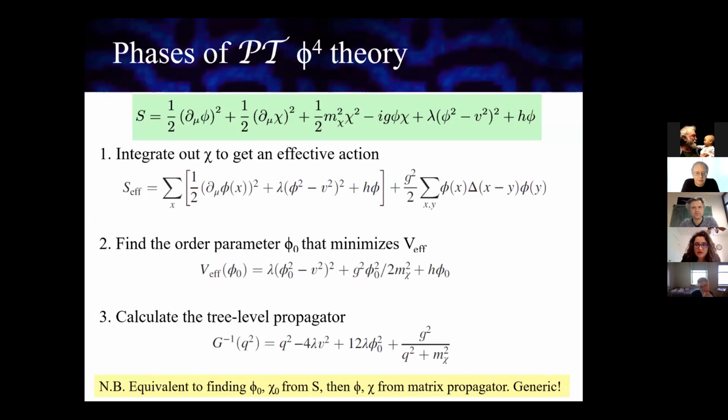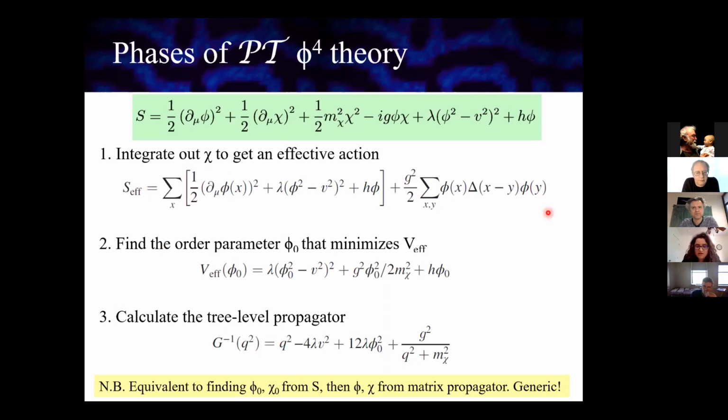So if we look at the phases of this PT extended phi to the fourth theory, I'm just going to remind you of what our action is. We've got this double well potential. We've got an imaginary coupling between the two fields. It's this multi-field model. I'm going to do this for you in one way right now, and then I'm going to show you a different way of doing it later on, which I highlight in yellow down here. Basically, we can integrate out chi to get the effective action. We've got this non-local term here, and this real local term. We're going to find the order parameter that minimizes the effective potential. This is something we can read off the effective action by going to zero momentum.